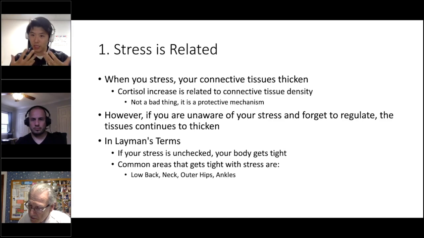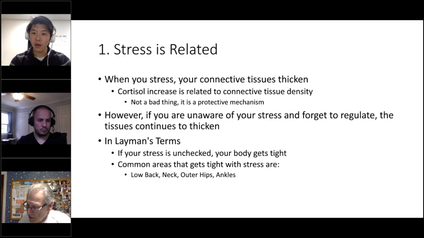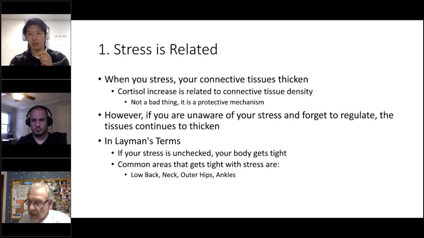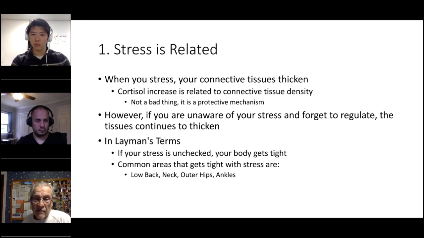So it's not a bad thing. When you get stressed out, right? Have you ever had a time where you're so stressed out at work or you did something and you feel tighter that day, right? This is a protective mechanism that's happening in your body. This is not a bad thing, guys. However, if you are unaware of your stress and you forget how to regulate your stress, that is when it becomes the problem, right? So I'm trying to put it in layman's terms. If your stress is unchecked, your body gets tight.